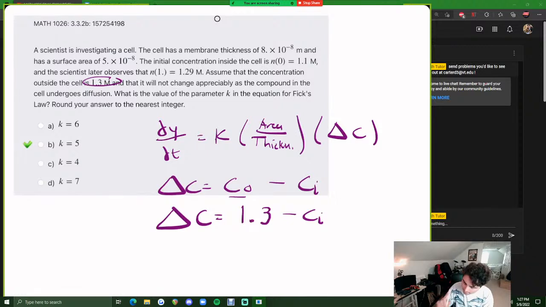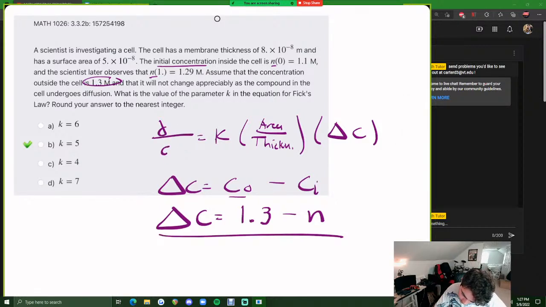And CI, I remember now, can actually be represented with N, where N represents the concentration. So they say the initial concentration inside the cell is represented by N, and then later it's this N. Because the inside concentration of the cell is changing, we can't use just one of the two values they give us, right? They tell us the outside concentration stays the same, but the inside concentration is changing. So that's why we have to use N in its place. And I remembered, because it's N, it's actually dN over dt. All right.